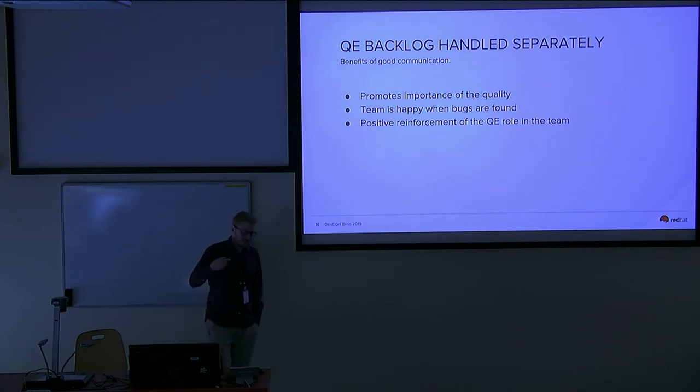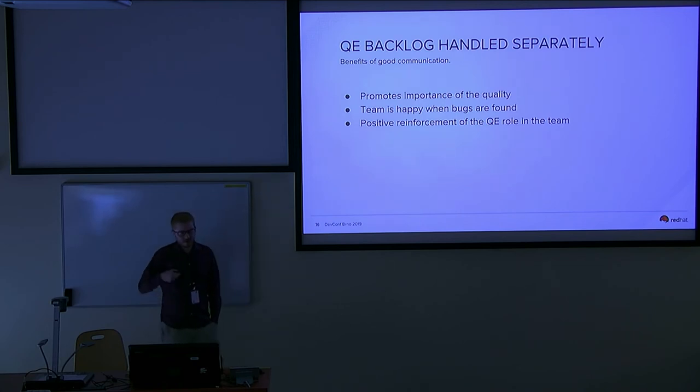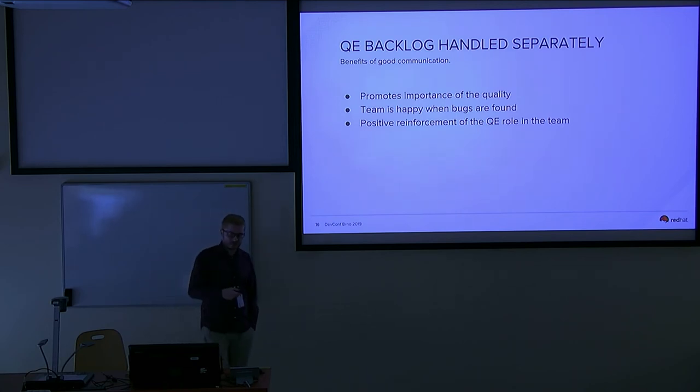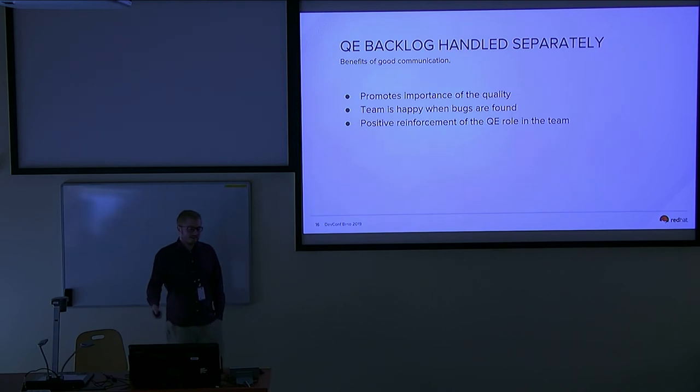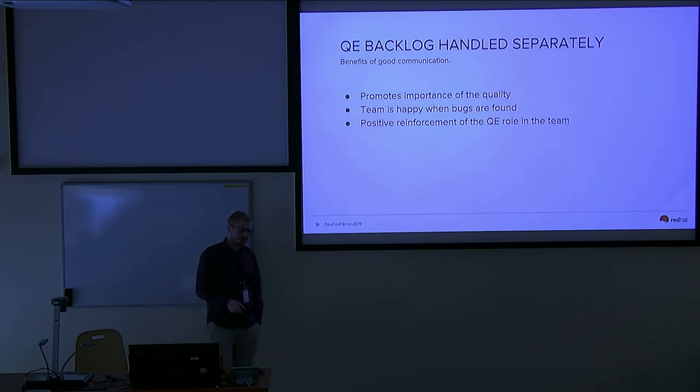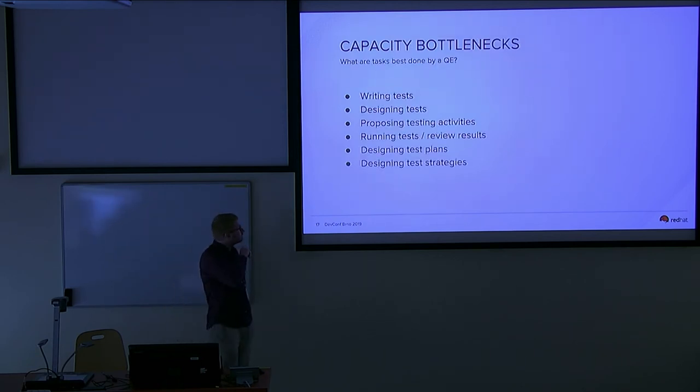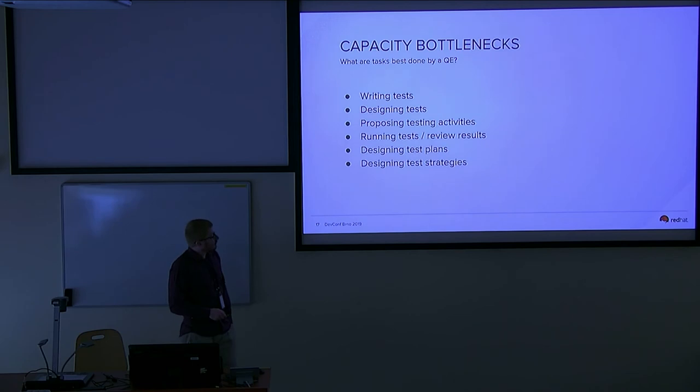It's a self-enforcing process. By quality being perceived as more important, there will be more focus on it, and more benefit of it will be in the product. The third one, capacity bottlenecks.